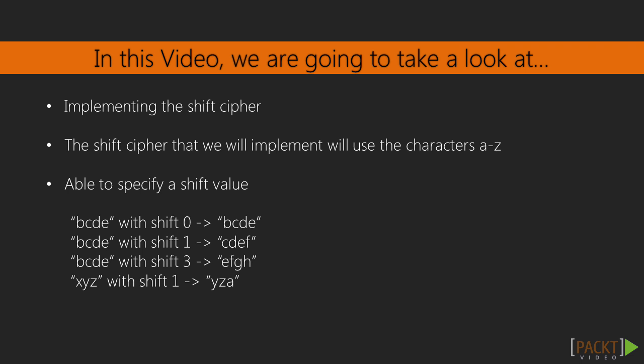And in the last example, if we have X, Y, Z with a shift of 1, you can see it does a wraparound and Z becomes A. So let's look at how to implement this, and let's get started.